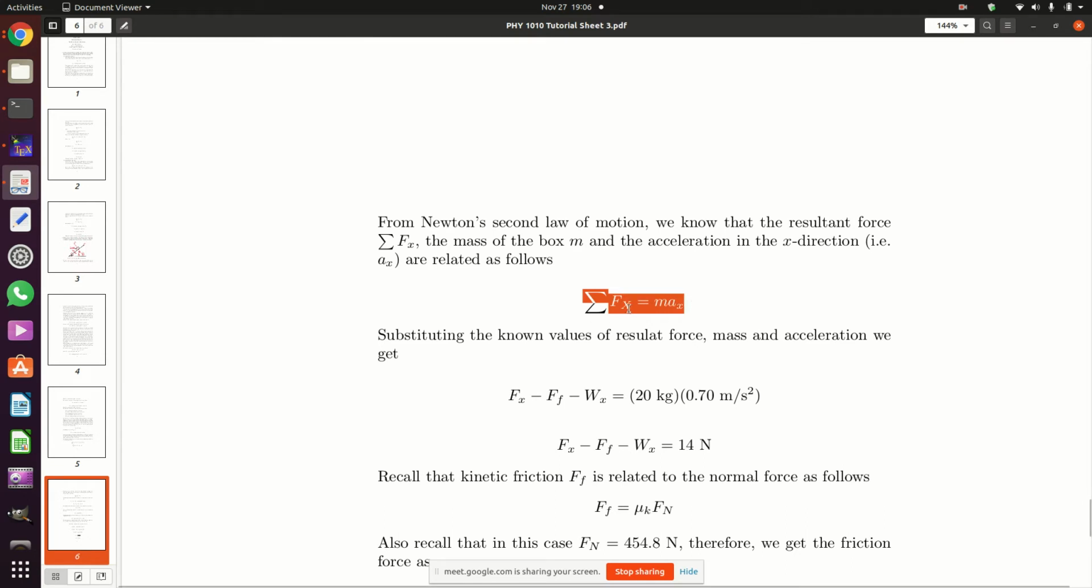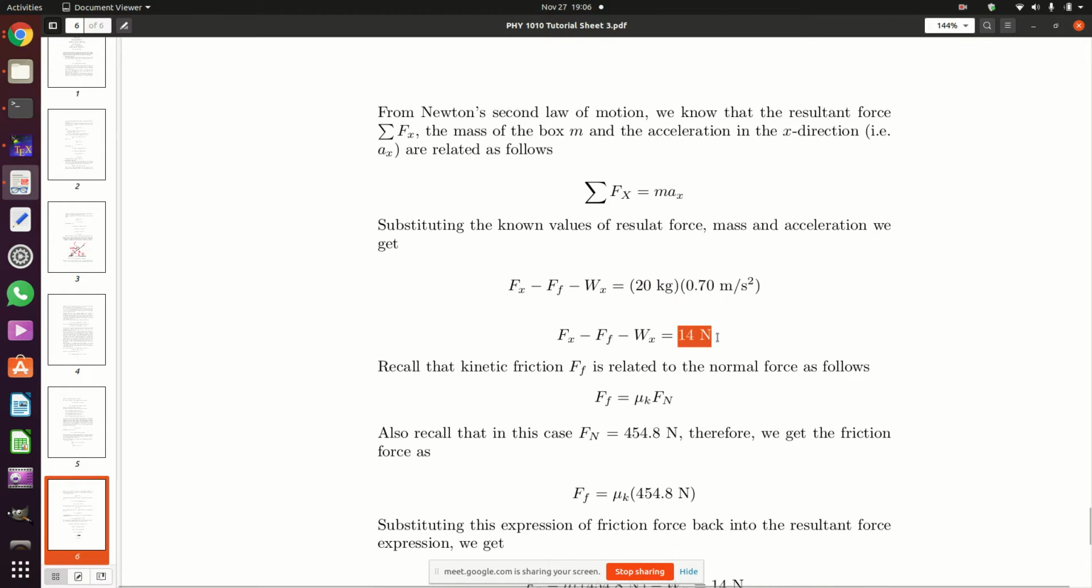So we decided to apply Newton's second law of motion in the x direction, and that's how we ended up with this here. The mass of the box and the acceleration of the box gave us the 14 newtons. So this is the resultant force. Here there was no problem with Fx because we already knew it. Wx, we already knew it. The only problem was with the friction.